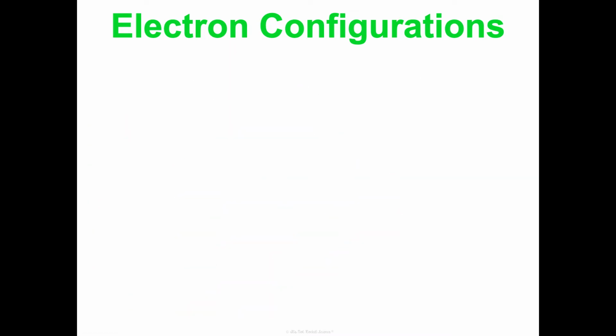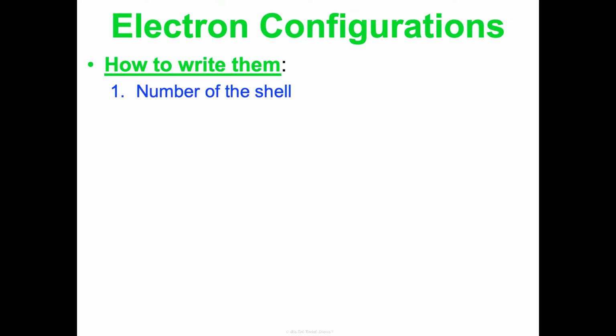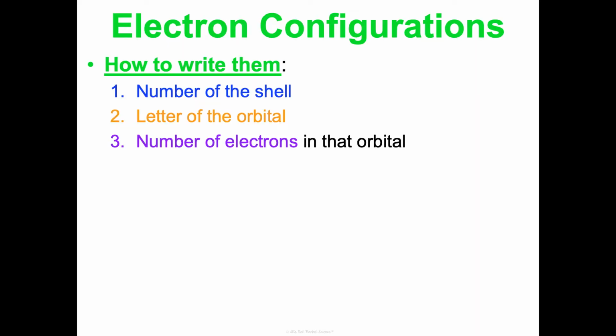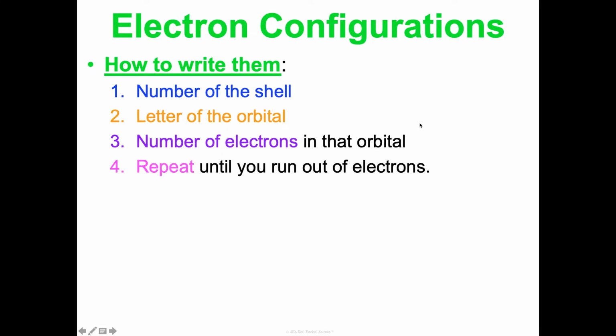Okay? Now, let's talk about how to actually write these so you can have context for what I'm talking about. So, first thing, if you're going to write the electron configuration, aka the arrangement of all the electrons in an atom, here's what you're going to do. First, you'll write the number of the shell that the electrons are in. Then you'll write the letter of the orbital. Then you will write the number of electrons in that orbital. It will be a superscript. Then you will repeat until you run out of electrons, and then you need to double check your work, either by looking at that periodic table or looking at that diagonal rule. Okay, so let's do an example.